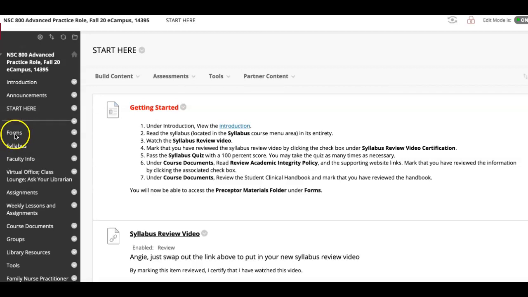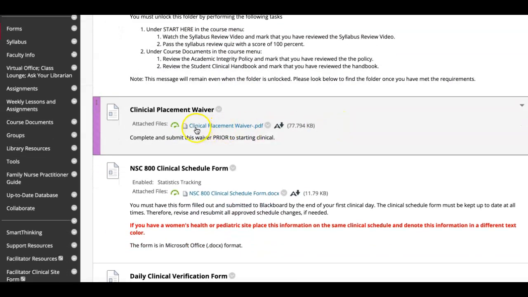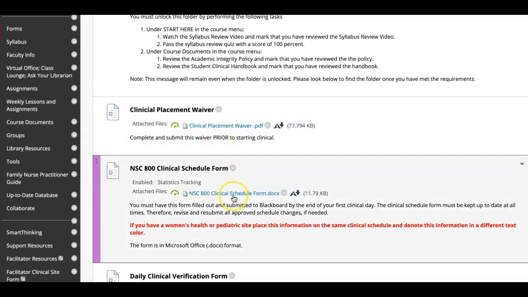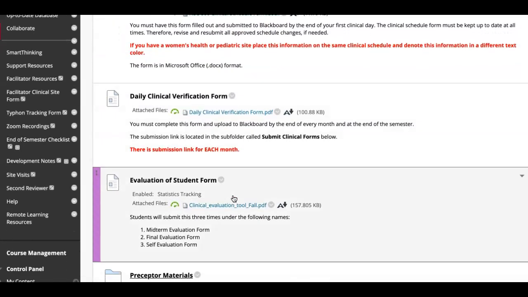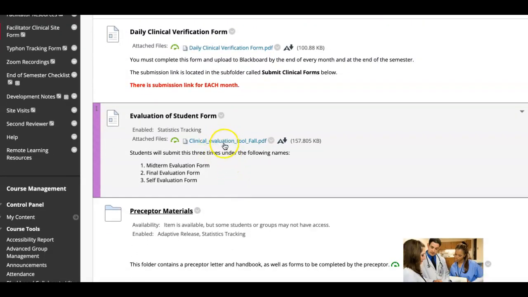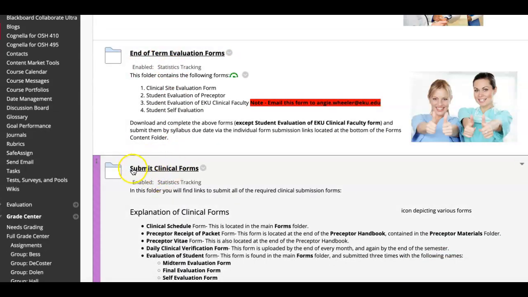You can always come to the Forms tab and locate any form and submit forms. The preceptor material folder is here. The clinical placement waiver, which is new this semester, is a waiver that you must complete prior to starting your clinical rotation. The clinical schedule form is located here. Daily clinical verification log. The clinical evaluation tool. The end of semester evaluation forms. And then this tab right here. You can always come over again.